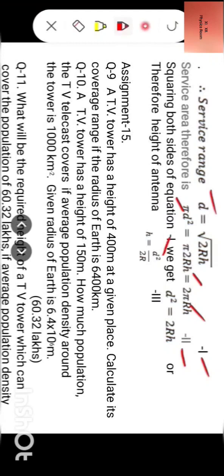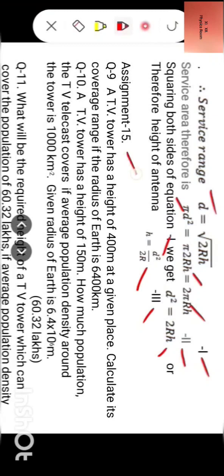Squaring both sides of equation 1, we get d square is equal to 2rh. Therefore, height of antenna from this equation is h is equal to d square by 2r. Let us mark it as equation 3. This way we have service range d is equal to under root 2rh, service area as 2 pi rh, and height above surface of earth is d square by 2r, where d is service range, pi d square is service area, and d square by 2r is height above surface of earth.